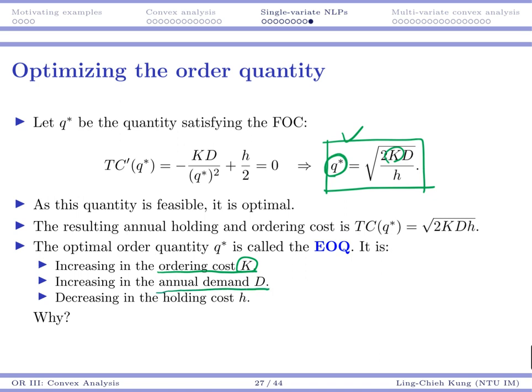If your annual demand goes up, then what do you do? You increase your order quantity. Again, that makes sense. Because if you don't do that, you will have too many orders in a year. So you shouldn't do that. You should increase your order quantity somehow. And then lastly, your ordering quantity is going to decrease in your holding cost H. Why is that? Because if your holding cost is high, you should not have too much inventory. So you should cut down your ordering quantity to cut down your inventory level.